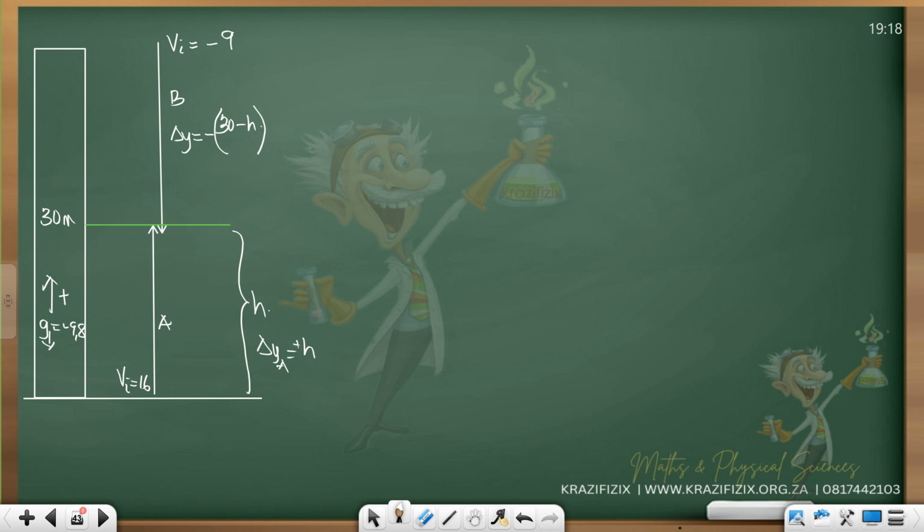If that makes sense, then this is why direction is key. The only thing you don't give direction to is time. Other things, a, vi, vf, delta y, you must give direction. Why is that negative again? We chose upward as positive, downward as negative. So delta y of B is negative. Does that make sense? If that makes sense, let's jump into calculation.